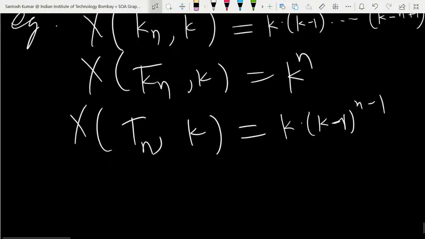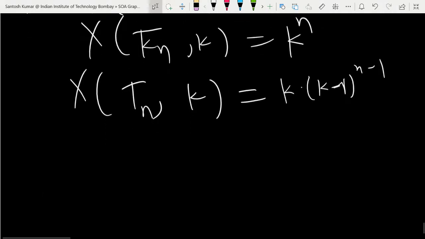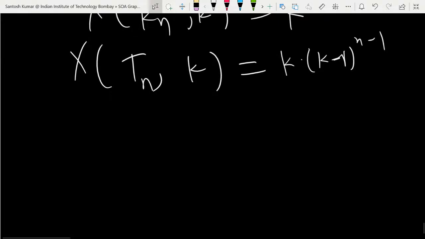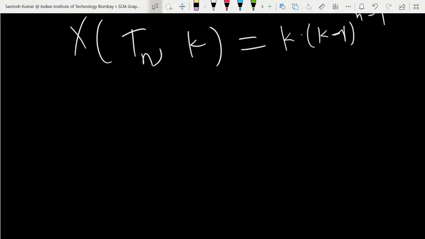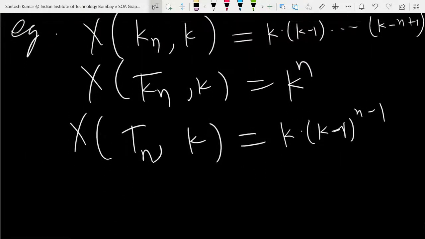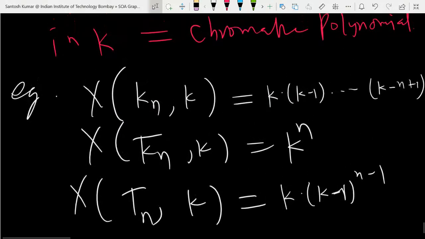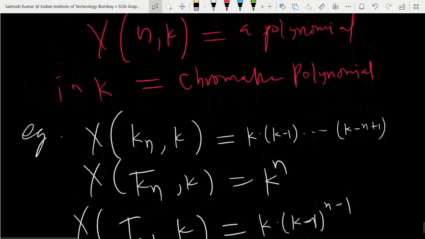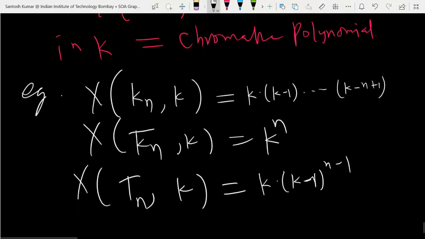Now I am interested in the polynomial for Cn. Actually, I was trying for C4. In the last class I discussed one problem for C4, so we can do that. But before that, let me explain the theory, then we'll continue. So these three I just noted are polynomials in k, and these are the chromatic polynomials corresponding to Kn, corresponding to Kn complement, and corresponding to Tn.